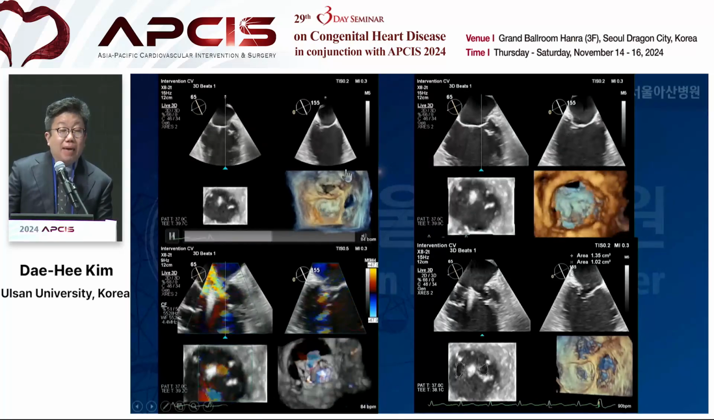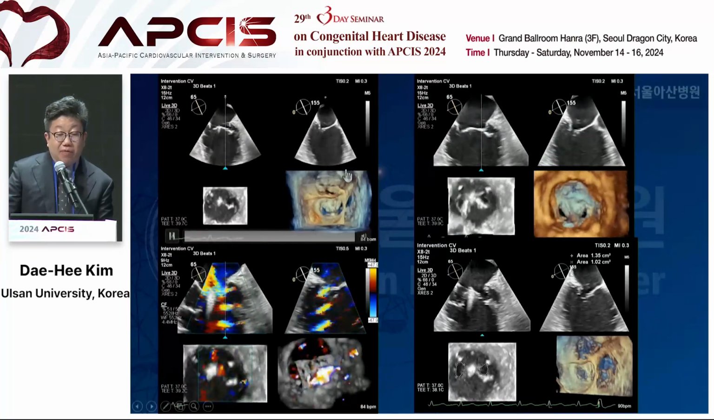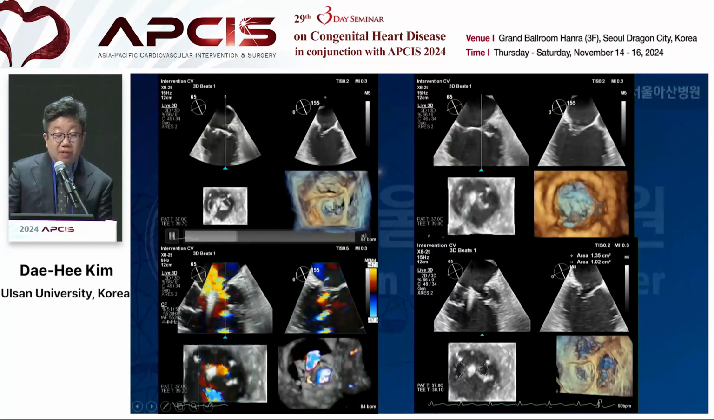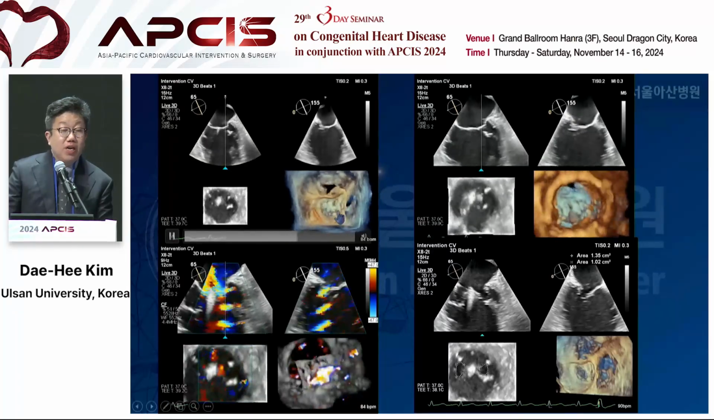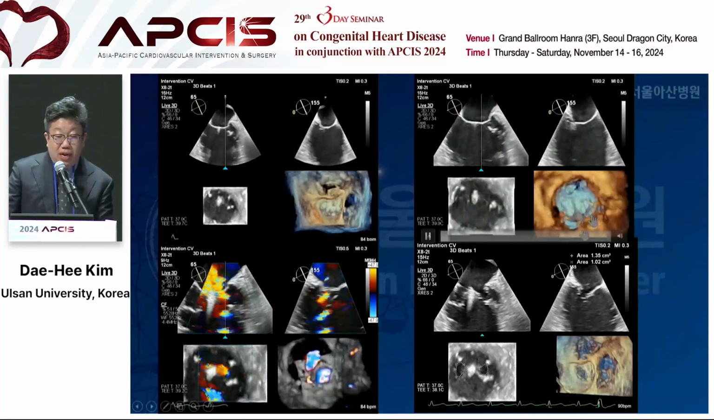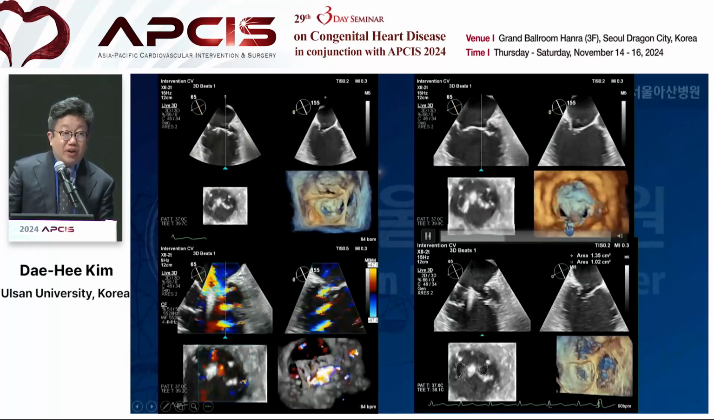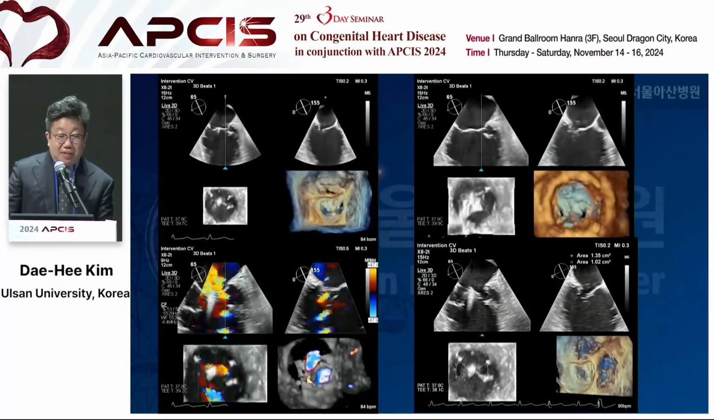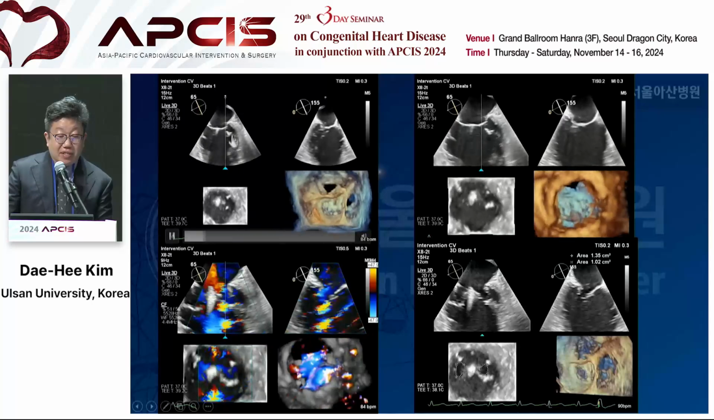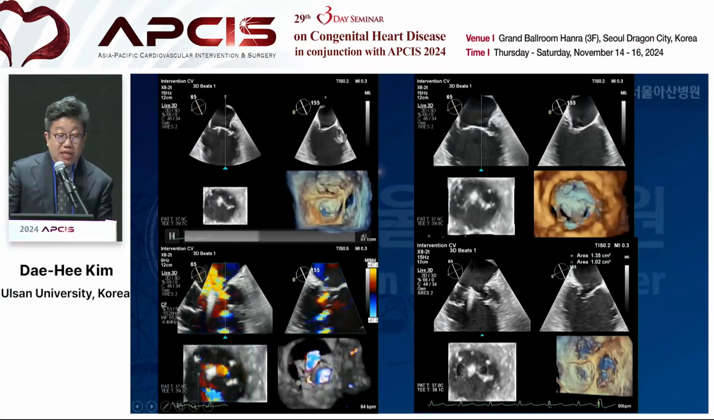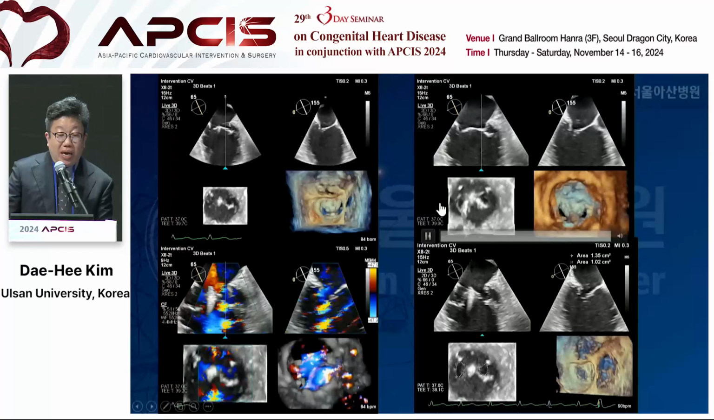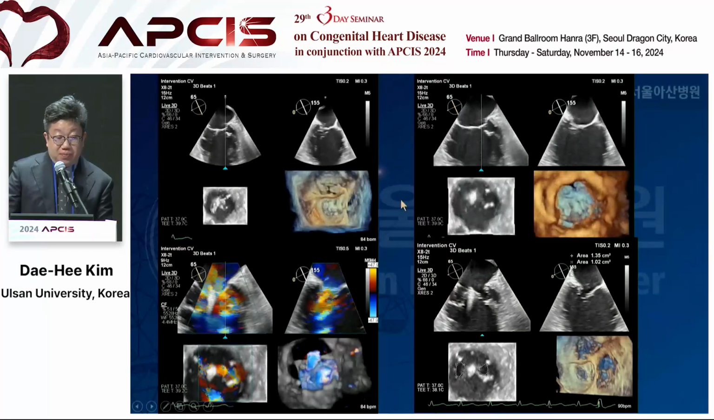Sometimes the 3D MPR image is very helpful. This 3D image shows the en face view from the left atrium. This image is the ventricular view from the apex. 3D MPR images, bicommissural, LVOT and short axis, are very helpful for the TF procedure.